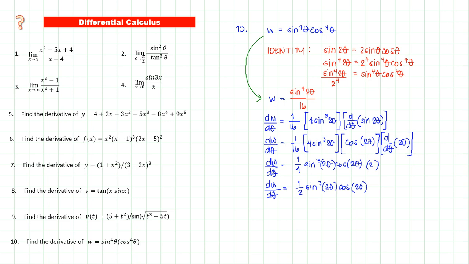Kasi to the fourth siya, di ba? So, first function times the derivative ng second function. So, cosine to the fourth, agad yung kukuha nyo ng derivative. Plus the second function times the derivative ng sine to the fourth. So, dalawang beses, instead of getting the derivative once na lang. So, yan. Ito yung ating final answer sa number 10. Finding the derivative ng sine to the fourth times cosine to the fourth theta.